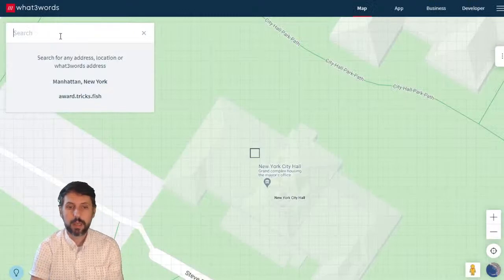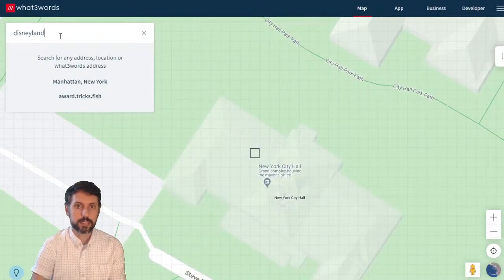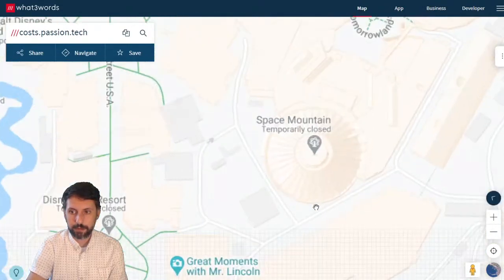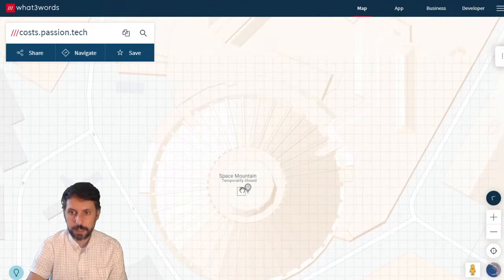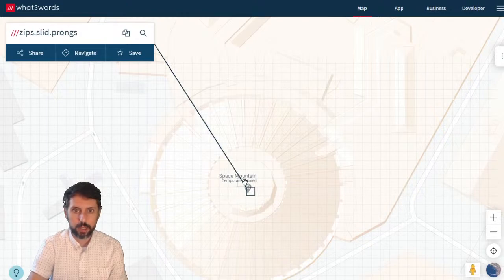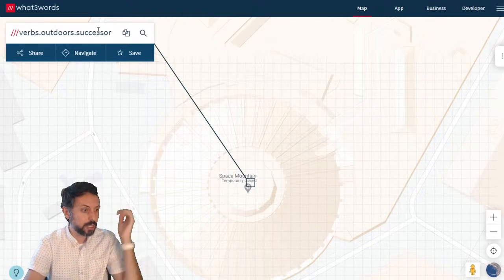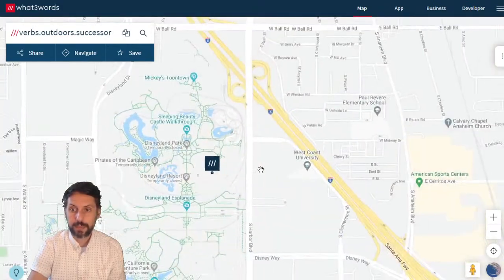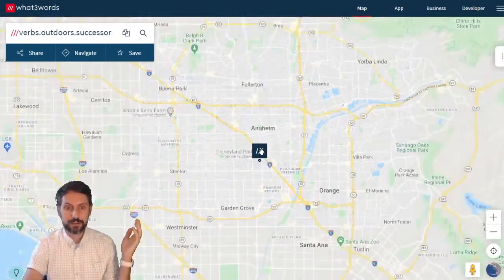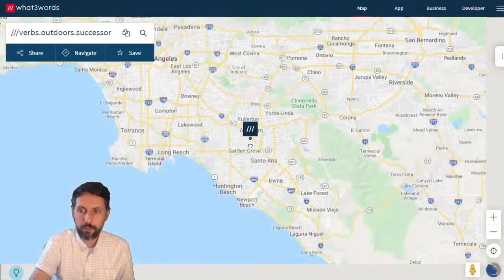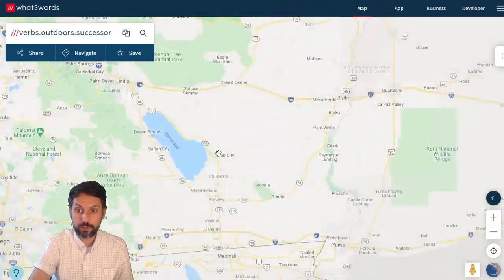You could say, I don't know, Disneyland Park. So here's Disneyland Park, and let's say we want to do Space Mountain. Can we look and get Space Mountain? This is the Space Mountain right there, and the next one is a different set of 3 words. If you've never looked at this, it's a really goofy thing that I would recommend. I discovered this because my wife's dad told us where he was at one point with the 3 words, and I was like, how do you search for those 3 words?